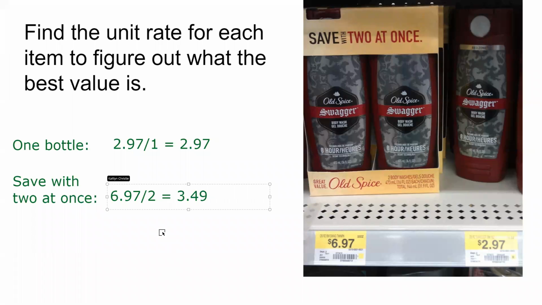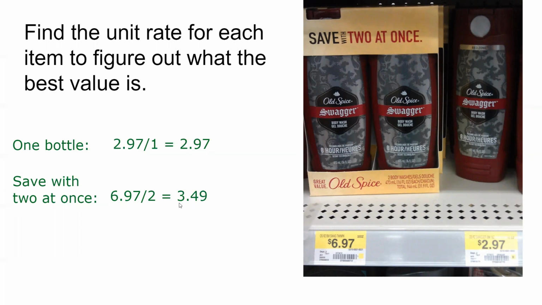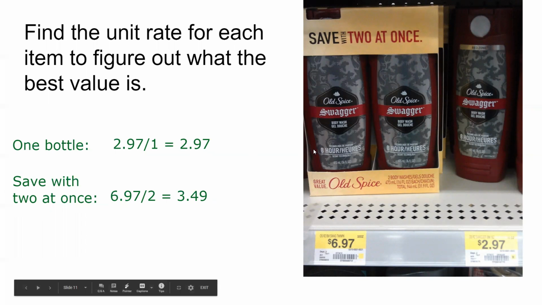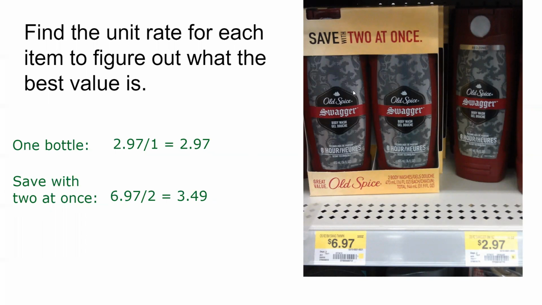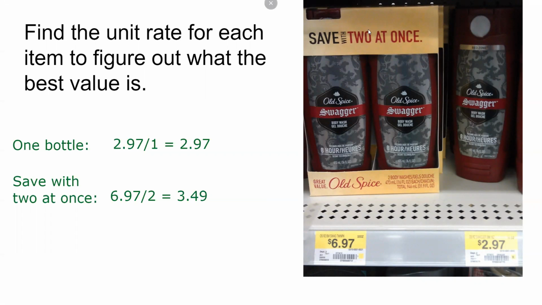And here's your answers for these 2 problems. So if you just bought 1 bottle, it's going to cost you $2.97 because that's what it is over here. If you get the save with 2 at once, you're paying $3.49 per bottle. So it's over 50 cents more per bottle, or $1 total if you get the save 2 at once. And so that's why it's really important for you guys to learn these unit rates, because it tells you what the best value is. So when you're at Walmart, for example, you don't get ripped off by false advertising.